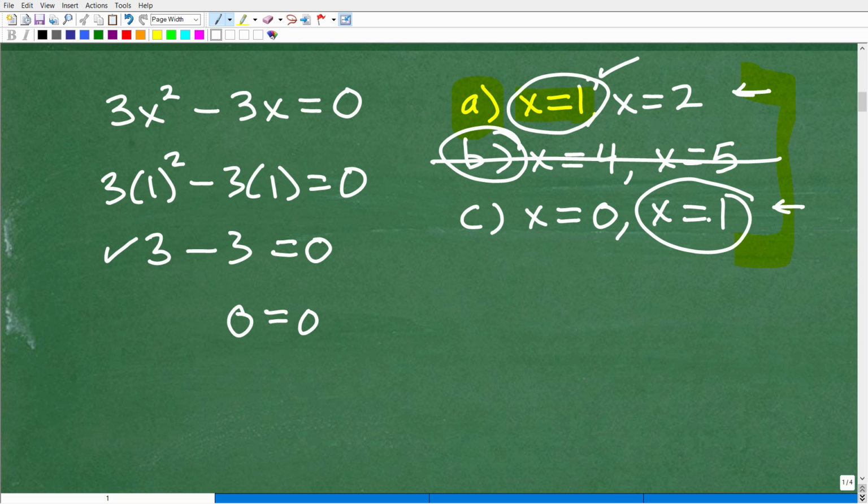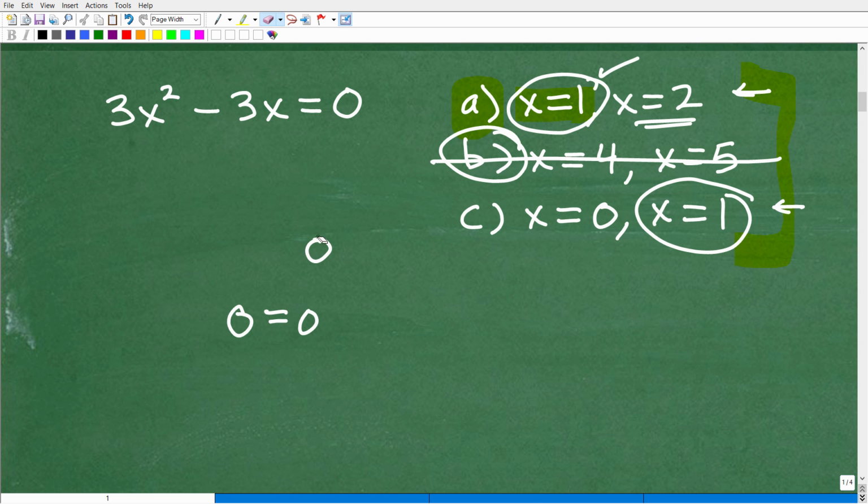But 1 is in both A and in C. So what do we do? Well, let's just test the next value. Now, let me just say this much. When we have 2 choices here, we could test x equals 2, or we could test x equals 0. 0 is one of the best numbers in math because it's super easy to work with, but we'll test x equals 2 just to keep this consistent.